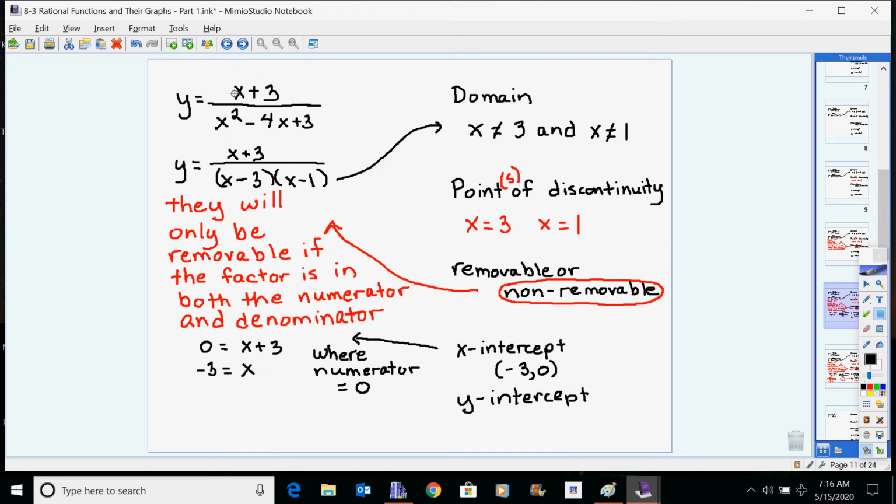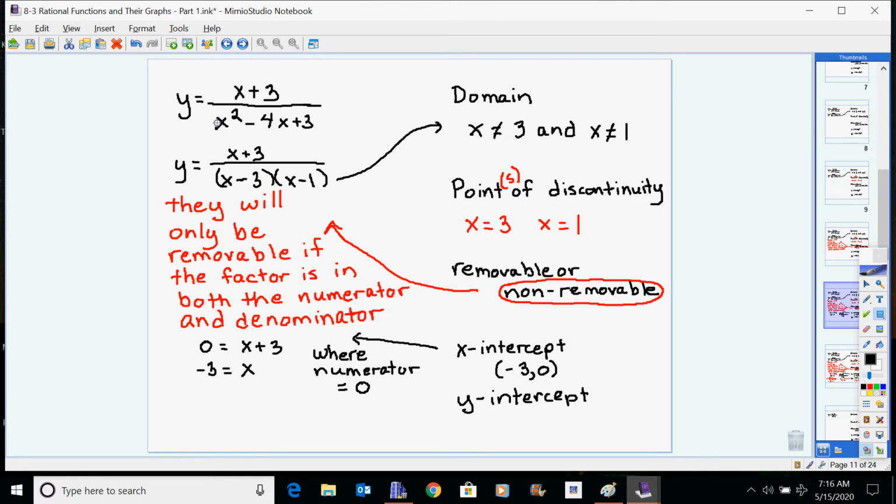Hopefully that makes sense, because -3 plus 3 is 0, even though I don't plug it in. It's not one of our points of discontinuity. If it was, we'd have a problem, because then you'd have no x-intercept. That's a whole different thing. But as long as it's not one of the points of discontinuity where the numerator equals 0, that's going to be your x-intercept. Your y-intercept, you know, is when x equals 0.